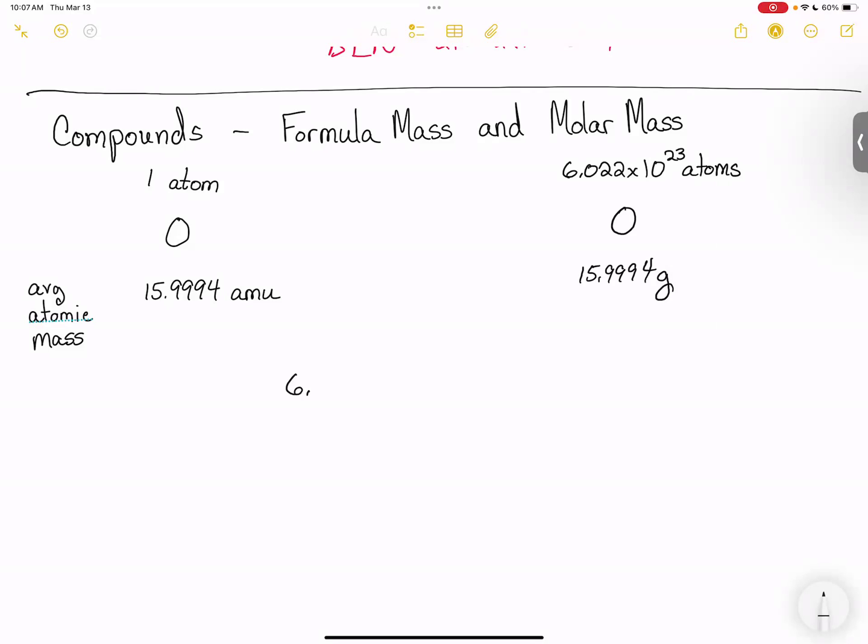Now, 6.022 times 10 to the 23rd of anything is equal to a mole of that thing. So if I have 6.022 times 10 to the 23rd atoms, that means I have 1 mole of atoms. And if 6.022 times 10 to the 23rd is equal to 15.9994 grams, that means that is worth 1 mole of oxygen.